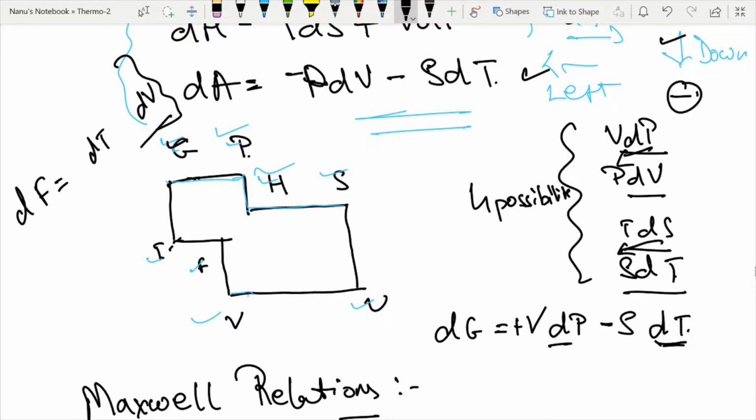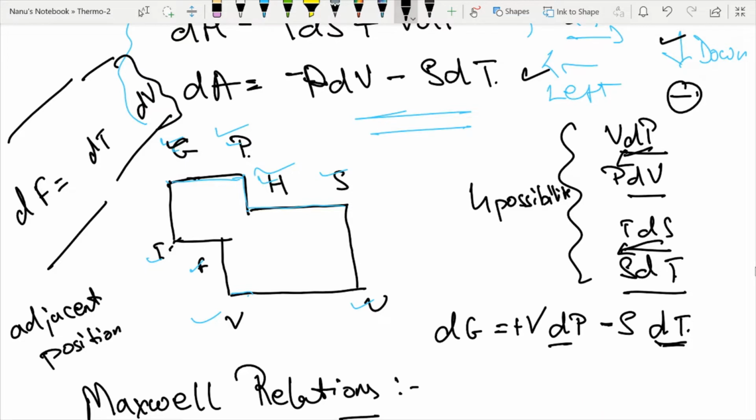So let me just make a box and do it over here. Okay, so dT and dV, because we have to take the adjacent positions, always. So P and T were the adjacent positions for G, T and V are the adjacent positions for F, S and P are adjacent for H, and U also. Okay, don't worry. So dT and dV I have, and dT will go with what? V. dV will go with what? Your P. It's on the left, it's on the down, so both will be negative. Minus V dT minus P dV.